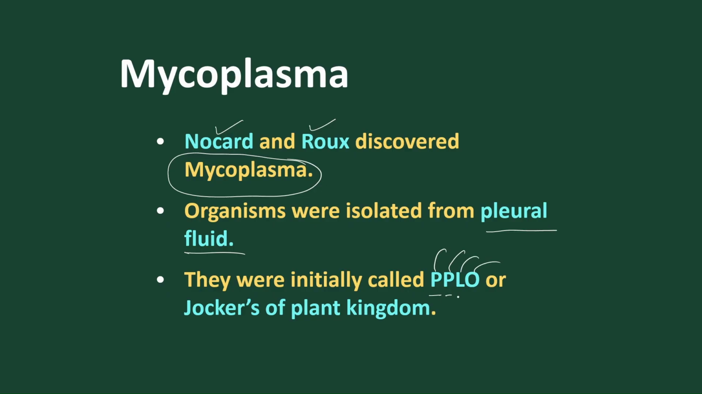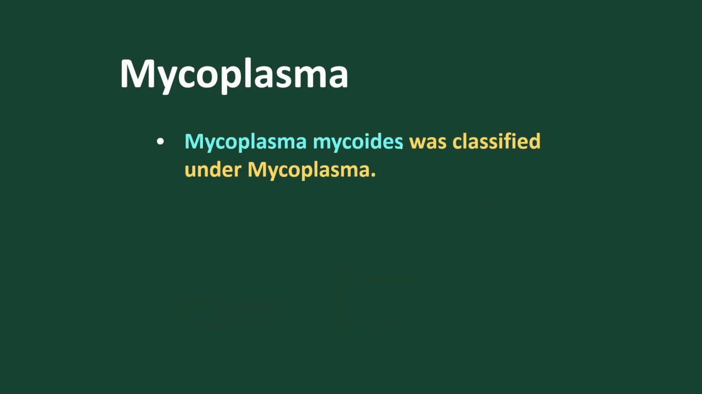Mycoplasma was initially regarded as a pleuropneumonia-like organism, or it is sometimes called the jokers of the plant kingdom. Pleuro means it changes its structure. As it changes its structure, it is called pleuro, and it looks like a pneumonia-like structure, or it is called the jokers of the plant kingdom.